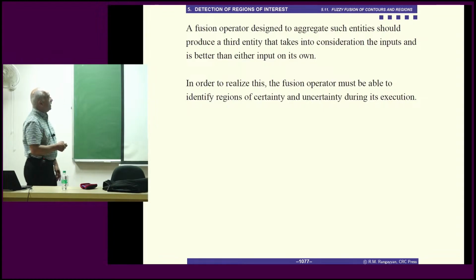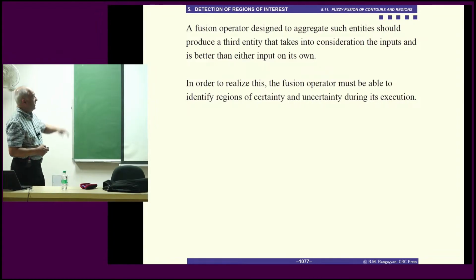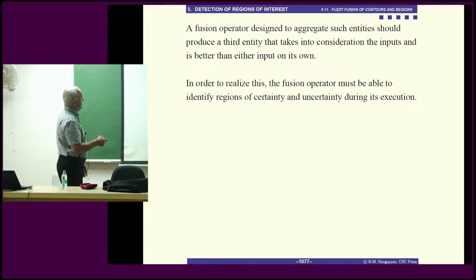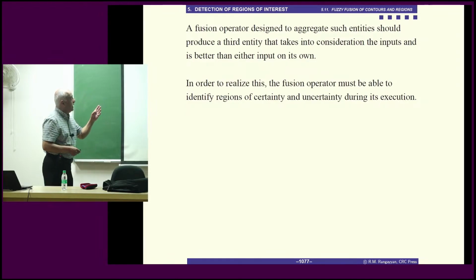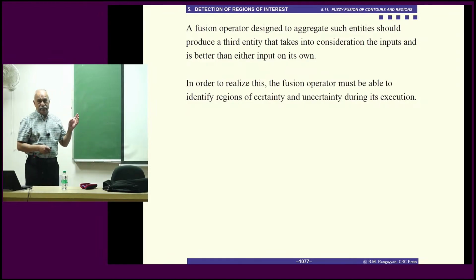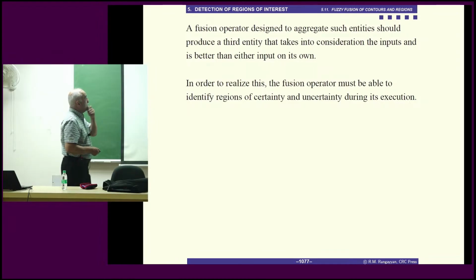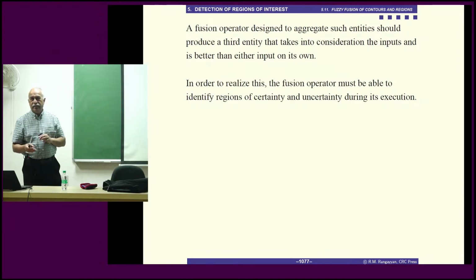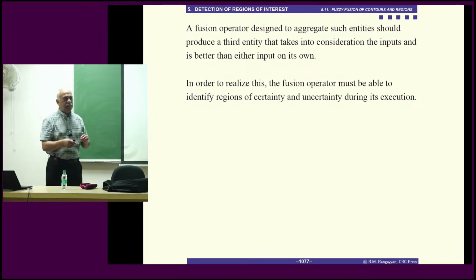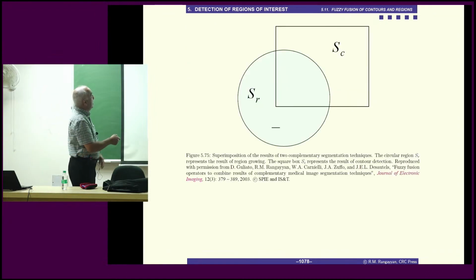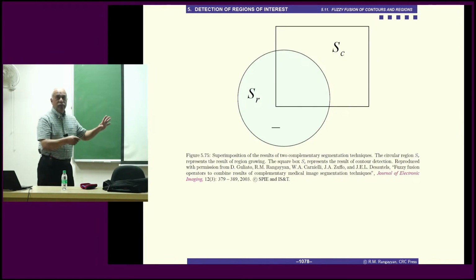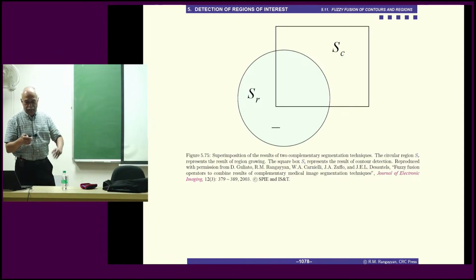So a fusion operator designed to aggregate such entities should produce a third entity that takes into consideration the inputs and is better than either input. So the fusion operator must be able to identify regions of certainty and uncertainty. Where do you have high certainty and where do you have uncertainty? You have high certainty here and along the boundary. But you need to include the others too with a fuzzy membership.